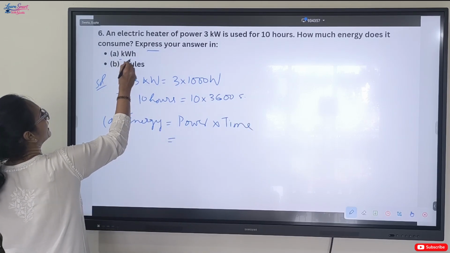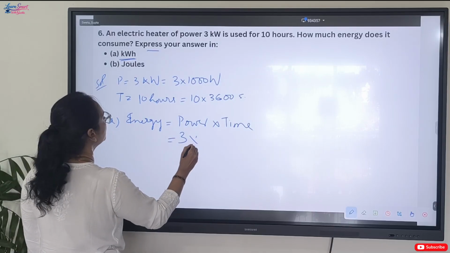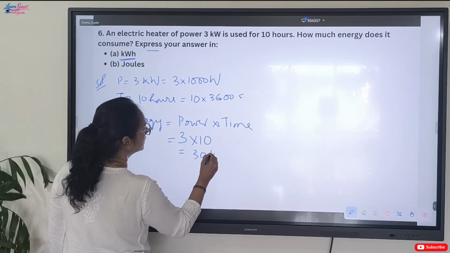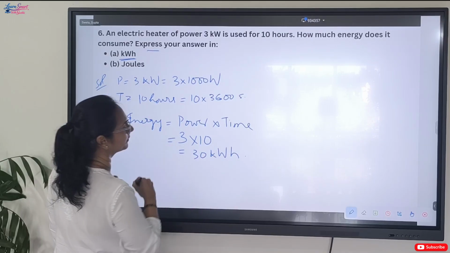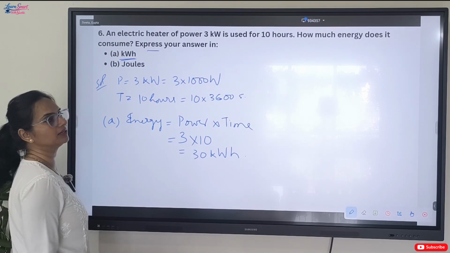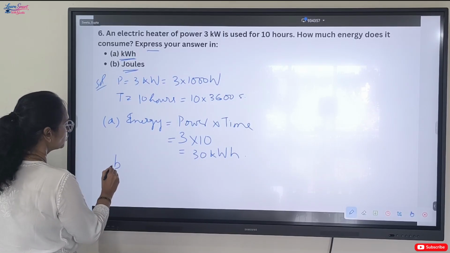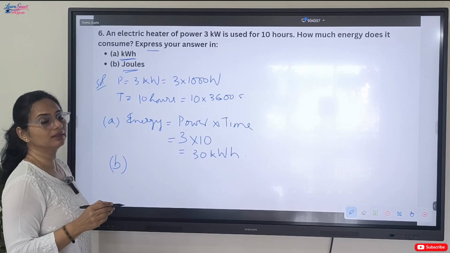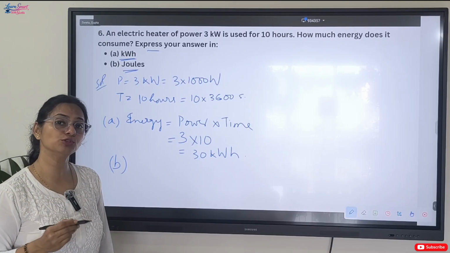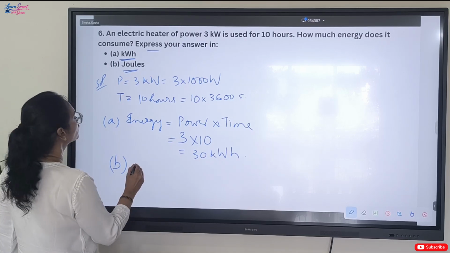Now, since they have told us to calculate in kilowatt hour, we will simply do 3 kilowatt into 10 hour and we will get 30 kilowatt hour. Then we don't need to convert it into watt and seconds. Now they are telling us to convert it into joules. So in joules, we have to remember that 1 kilowatt hour equals 3.6 into 10 to the power 6 joules. And we will simply multiply to get our answer.